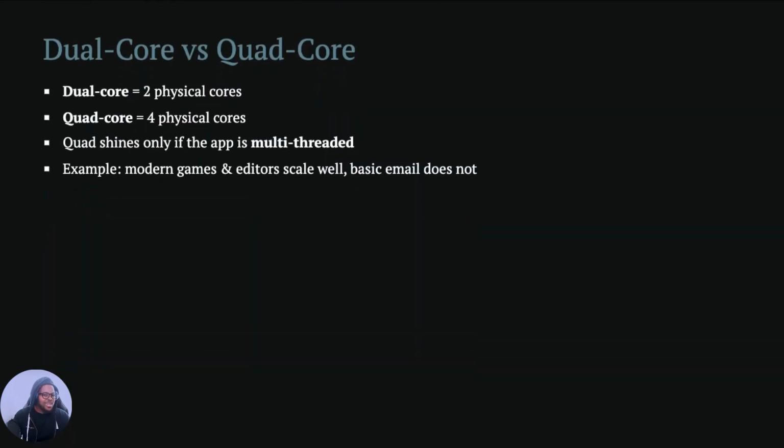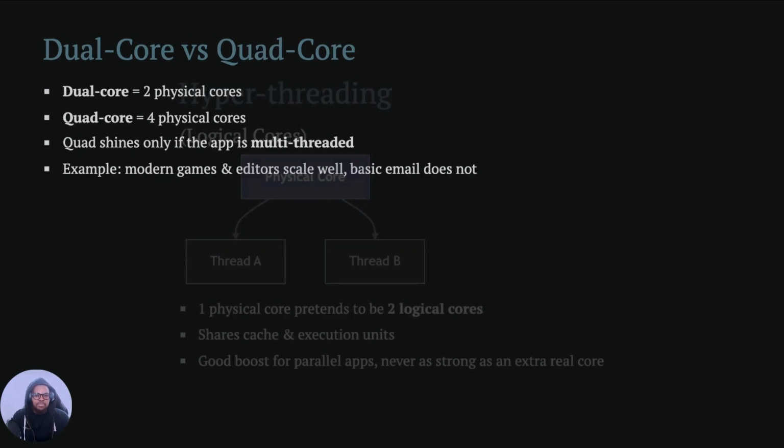Dual core or quad core? Let's go back a few years. No one was talking about GPUs, and if you wanted to buy a computer, you were mostly concerned with whether it's a dual core or quad core. A dual core meant it had 2 processing units, so 2 cores, while a quad core meant that it had 4 processing units. Now quad obviously performs much better, but only when software can split work across those cores.